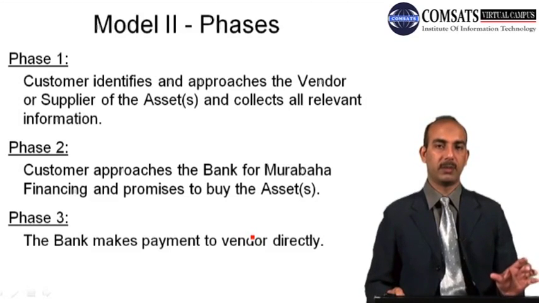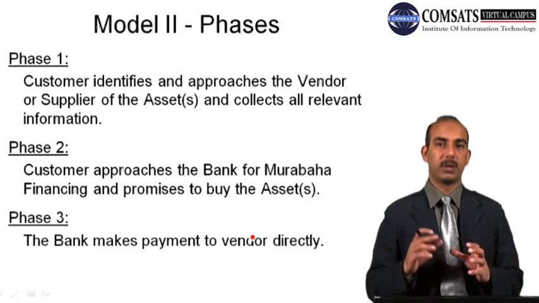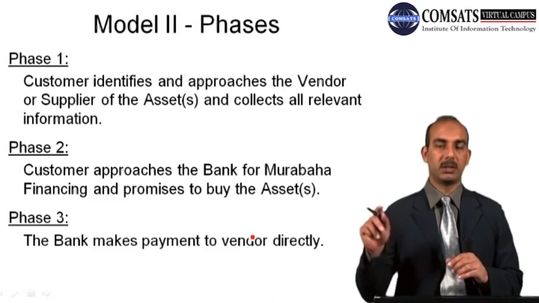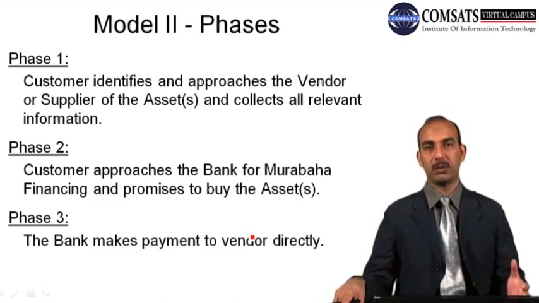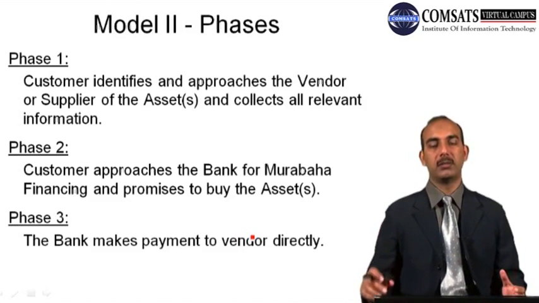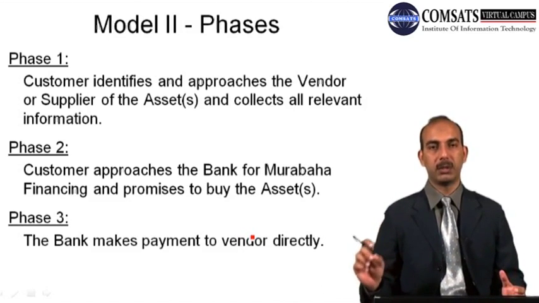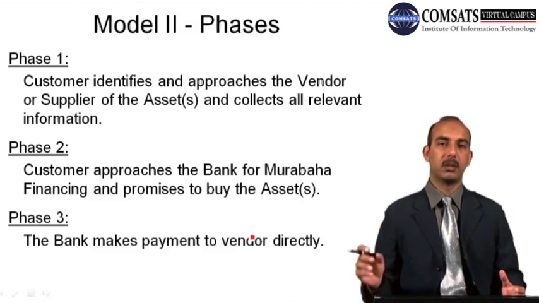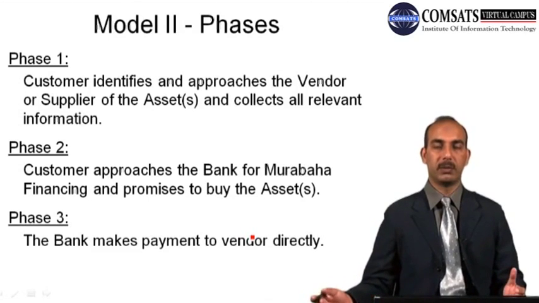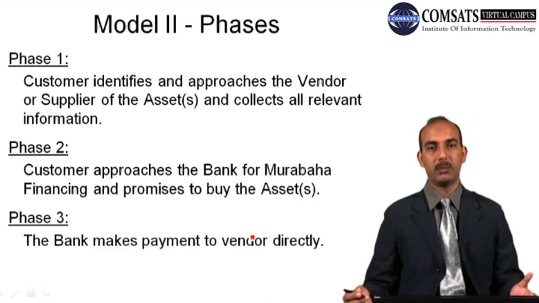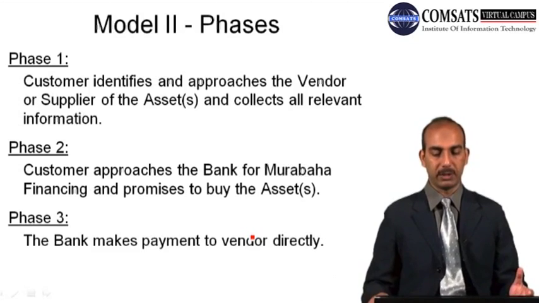So at this phase, the customer promises the bank that I want to purchase that particular asset from that particular vendor, and it gives a promise. So the promise must be there, otherwise the bank might buy the product or the asset from the vendor and the client would run away and may not purchase that asset. So this is a risk for the banker.